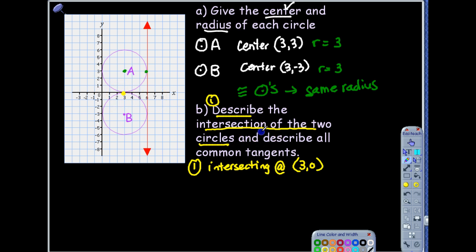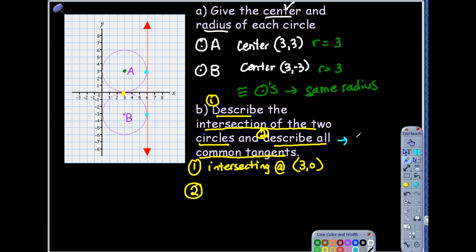Now the second part of Part B says describe all common tangents, so any common tangent that could be drawn in this picture. They have given us one. The red line that I see there is definitely tangent to both circles. Why is it tangent? Because it's intersecting both circles at just one point. When I ask for describing the common tangent, what do I look for? I've got a line drawn on a coordinate plane, so they're going to want the equation of that line.